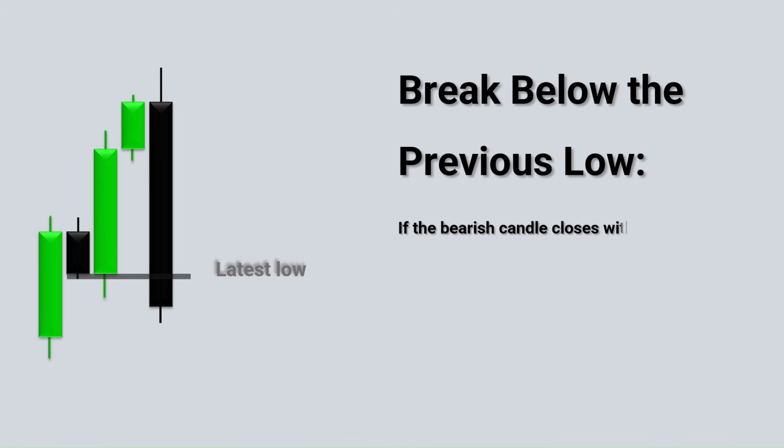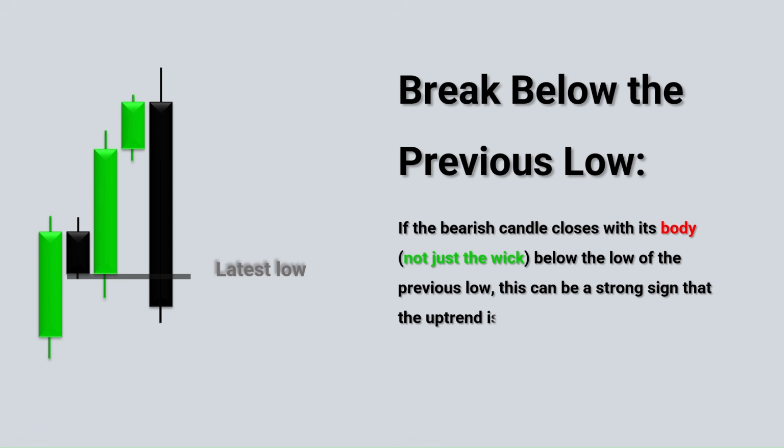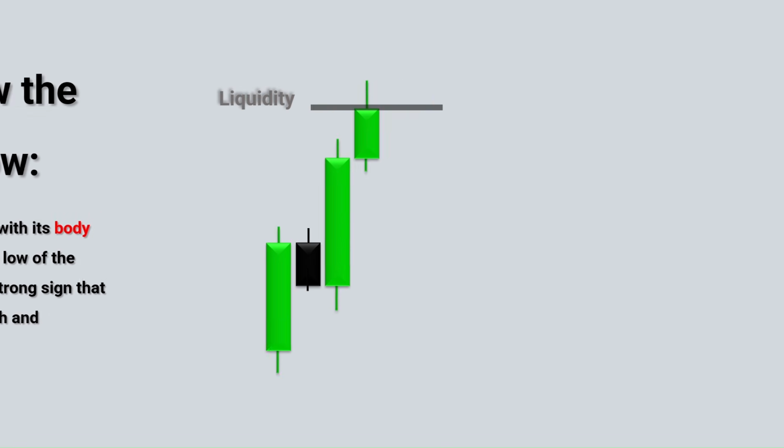Break below the previous low. If the bearish candle closes with its body, not just the wick, below the low of the previous low, this can be a strong sign that the uptrend is losing strength and reversing direction.